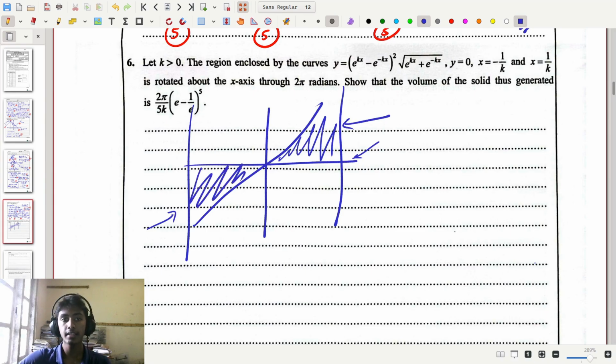So we're saying that this area is rotated about the x-axis through 2 pi radians. So it's rotated like this, a total of 2 pi radians around in a circle, to create some sort of three-dimensional shape that looks like this and has some internal volume.